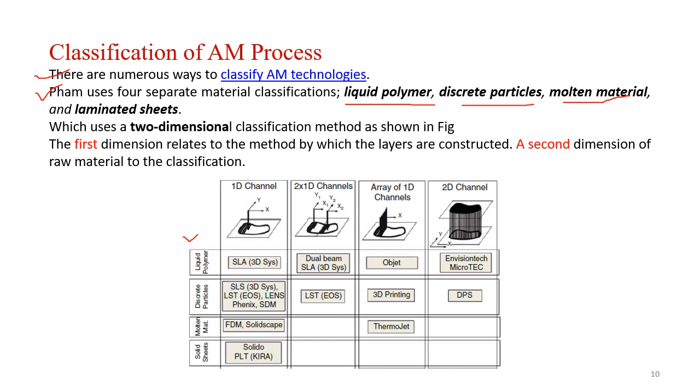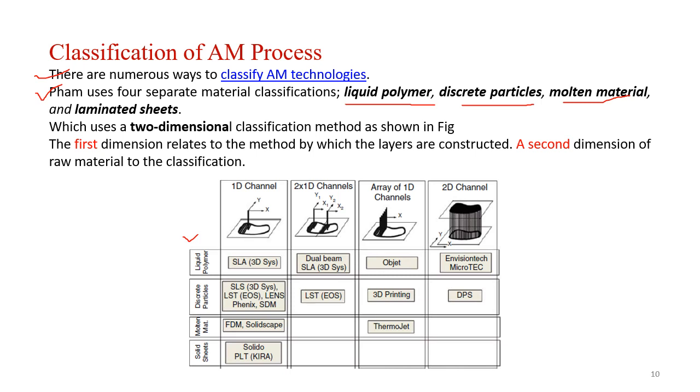In the first dimension channel, the SLA developed by 3D Systems. SLA means stereolithography. In this, a single beam is solidifying the exposed polymer and it makes the 3D part layer by layer. In the dual beam SLA developed by 3D Systems, you can see 2 beams simultaneously solidifying the exposed polymer. The Object company developed this technique in which an array of beams are solidifying the polymer part. So here it is also getting built.